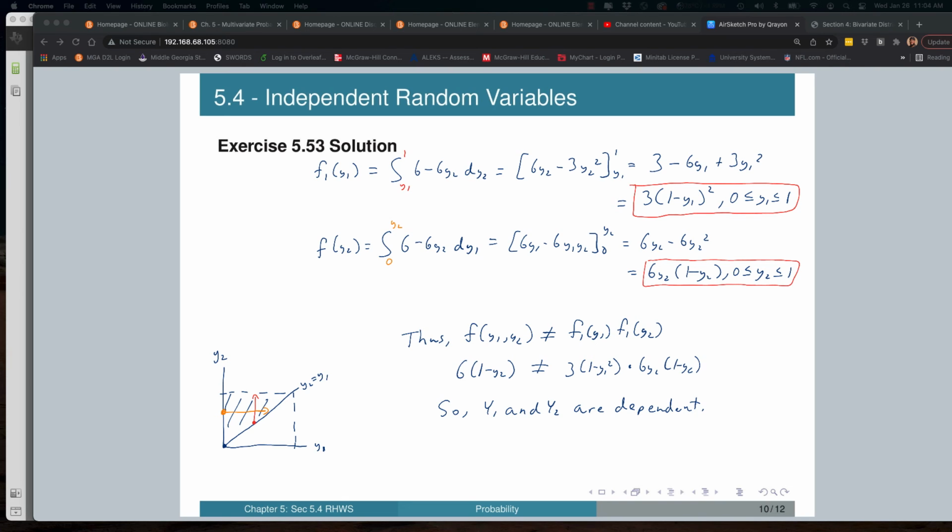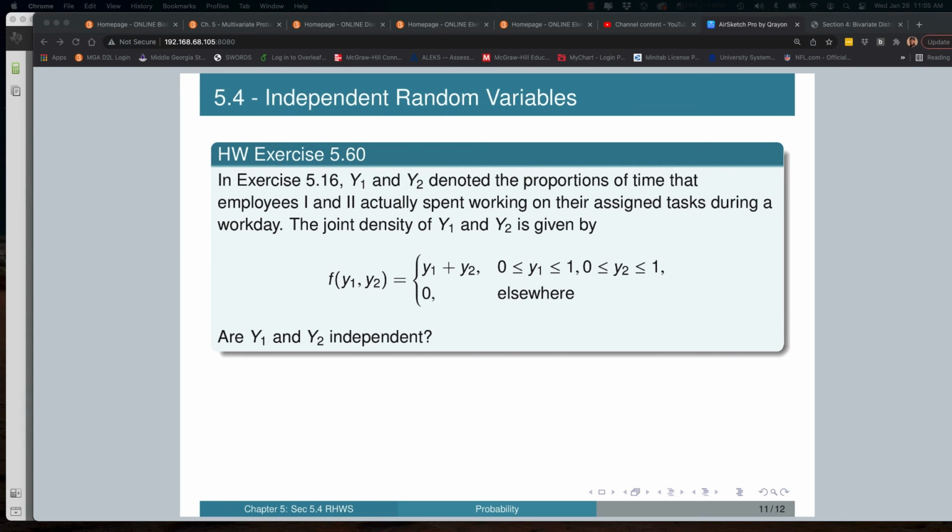Okay, and that's it for that one. So not too bad. It's just a matter of finding the marginals again and doing what we did. Okay, let's do the last example, 5.60. This is not a problem we've done before, or I should say a joint probability function we've worked with before.